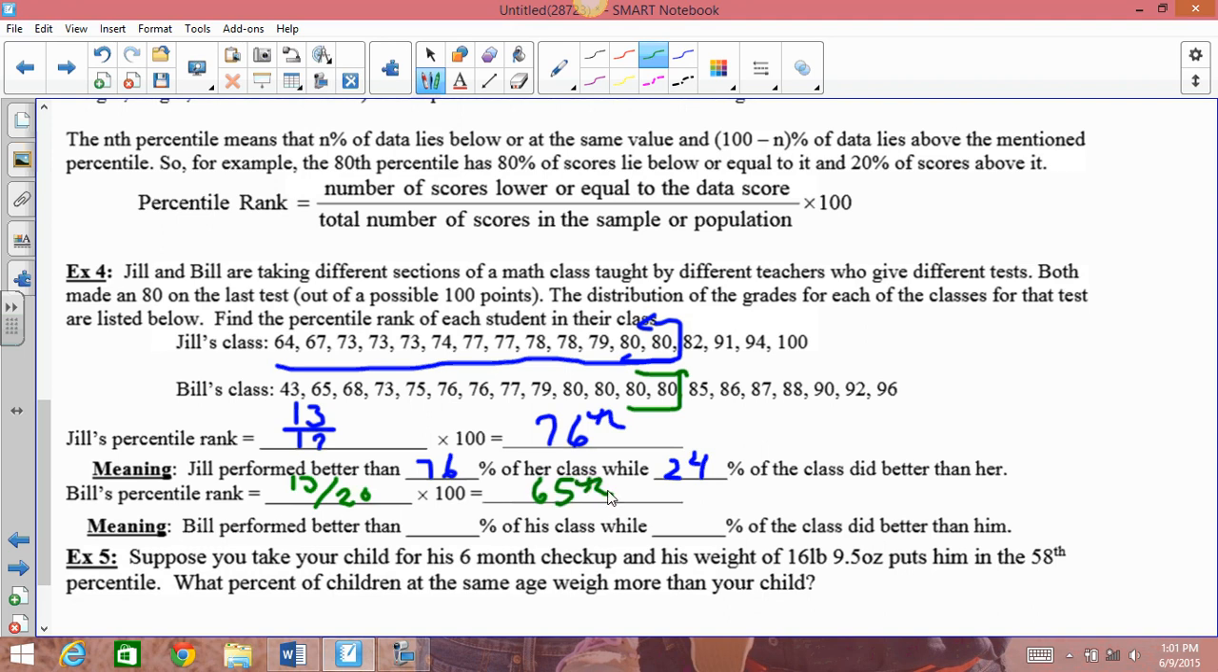So that means that Bill performed better than 65% of his class. And if we want to figure out what percent did better than him, I just always do 100 minus 65. 35% did better than him. Okay.